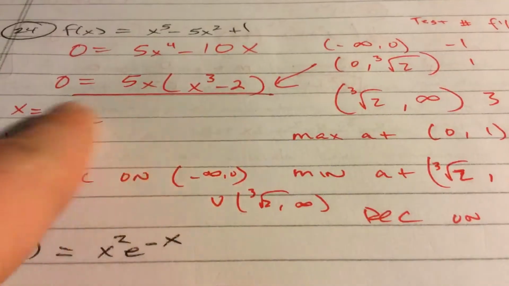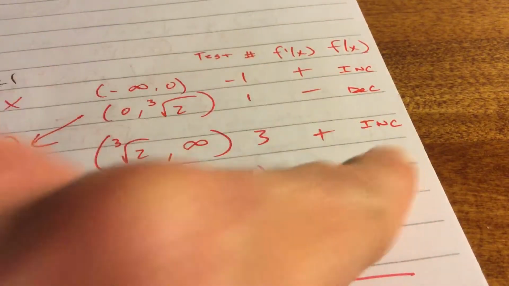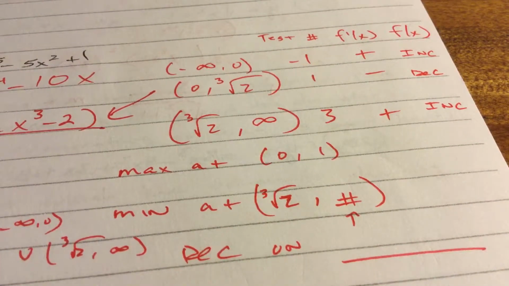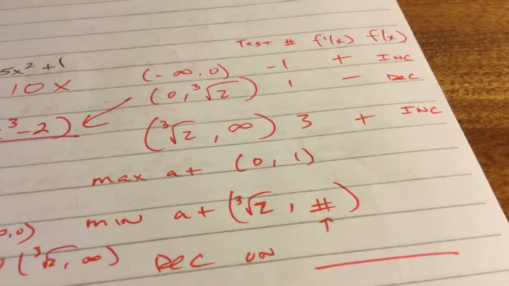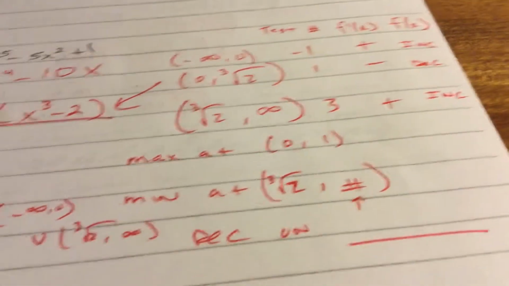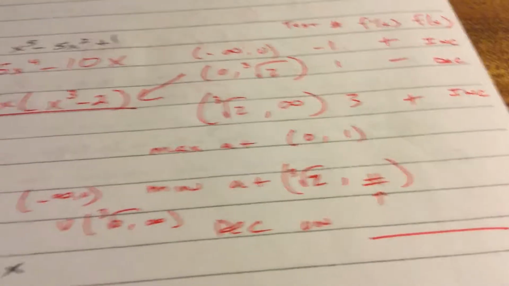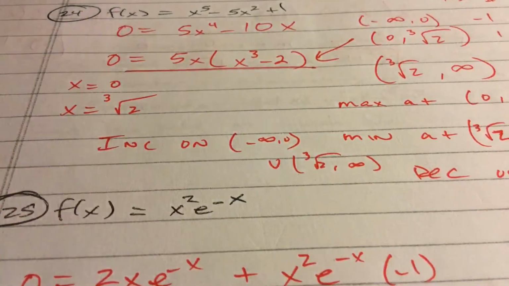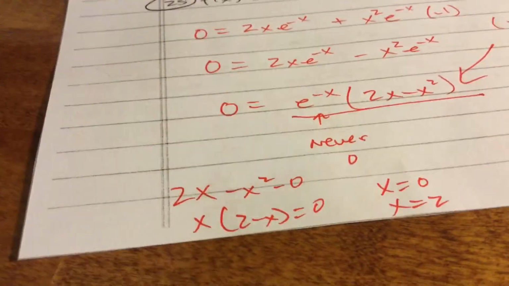Plug that into this right here. Plug those into that, and you get increasing, decreasing, increasing. Increasing to decreasing is a max. Decreasing to increasing is a min. So there you go. All right, you're welcome for that. I did help you out on 25.